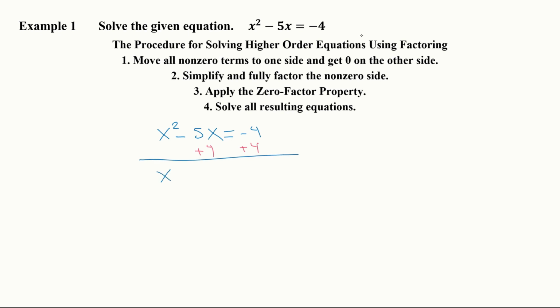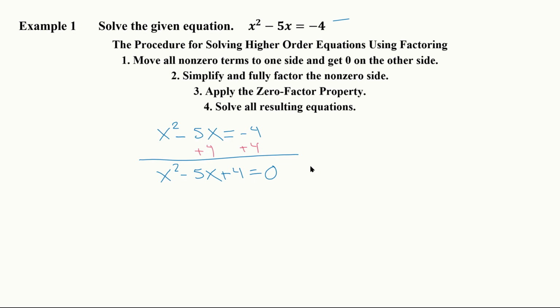So we end up with x squared minus 5x plus 4 is equal to 0. Now, this business of moving a term from one side to the other is used so often that it would be nice if we had a shortcut where we wouldn't have to show this every time, right? It would save us some time.